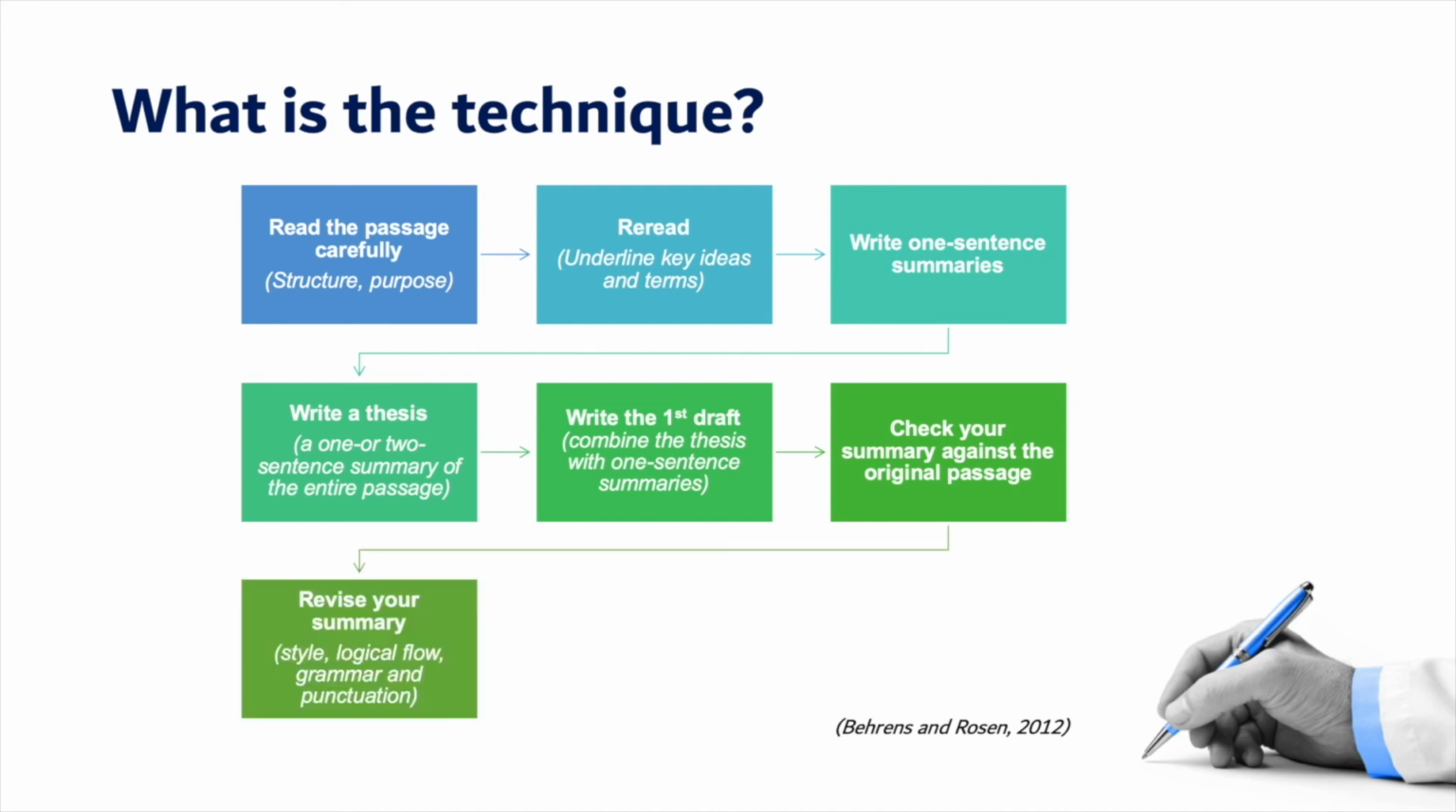And then the last one, revise your summary. Please check the style and then the logical flow because this is very important, and then the grammar and punctuation. So here you can also check the spelling because sometimes you misspell, and then check the coherence of the sentences. Okay, so that's the technique. So there are 7 steps.